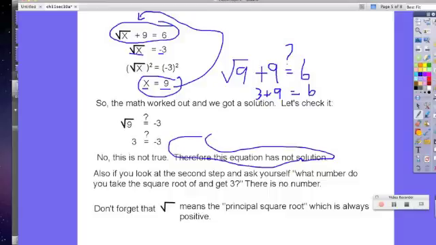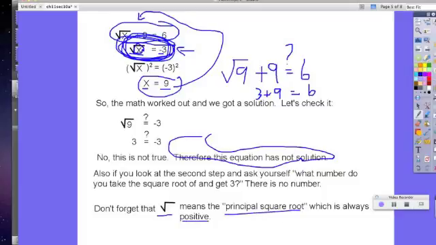Think about this second step right here, though. When you take the principal square root of a number, can you come up with a negative number? There's nothing that you can put in for x so that when you take the square root of it, you get a negative number. That alone should tell you that there's no solution. Also, don't forget that the square root means the principal square root, which is always positive.